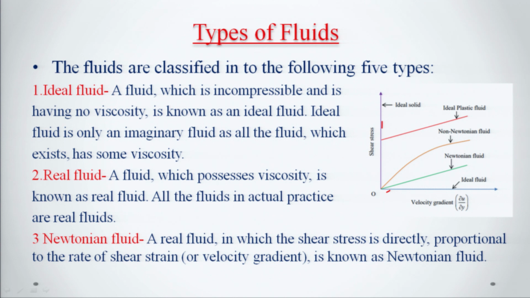Now, let us have a look on the ideal plastic. In case of ideal plastic, it has some value of shear stress which, as I told you, is above the yield limit. So, this graph starts from here due to the same reason, but in case of non-Newtonian fluid we can see this does not obey, means tau is not directly proportional to du by dy. That is why we can see the curve in the graph of non-Newtonian fluid.